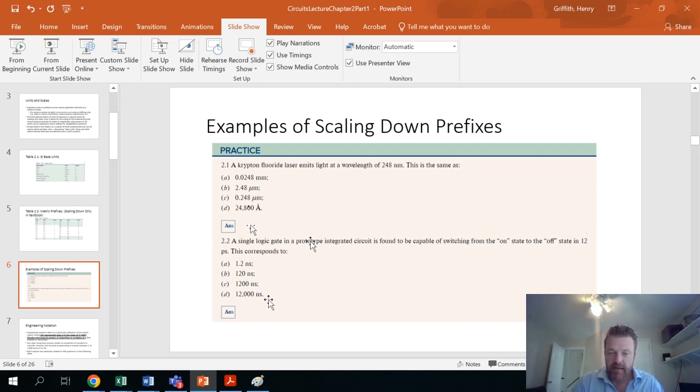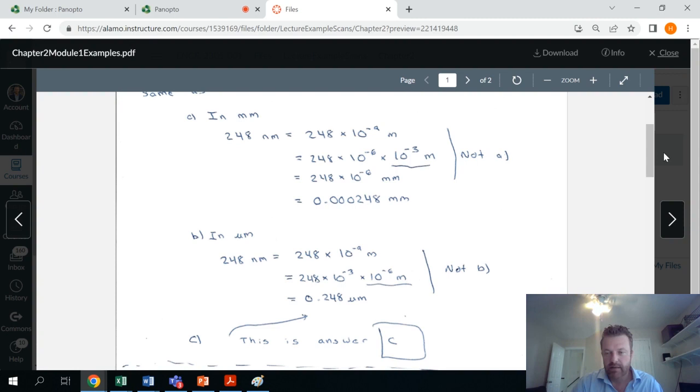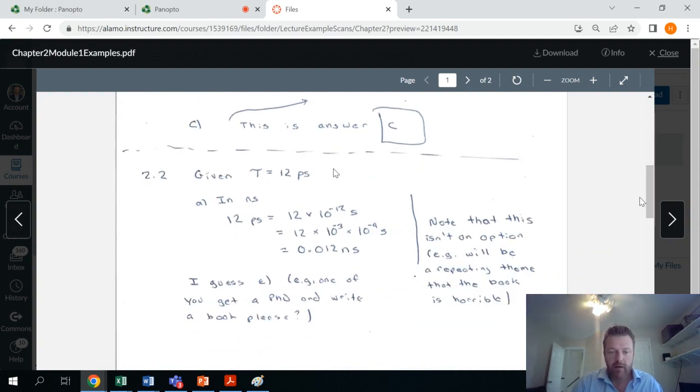So you might look at this right away and see that you might run into a little bit of an issue when you try to do this problem. Let's go through and do it. If you are converting 12 picoseconds and trying to put it into nanoseconds, remember that a picosecond is by definition 10 to the negative 12.